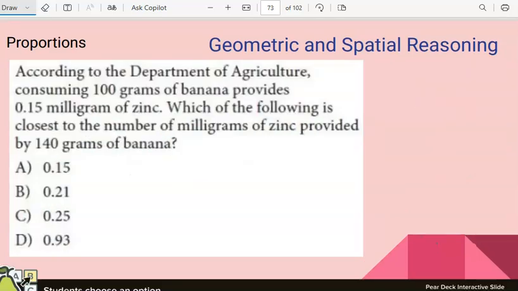Try this one on your own. According to the Department of Agriculture, consuming 100 grams of bananas provides 0.15 milligrams of zinc. Which of the following is closest to the number of milligrams of zinc provided by 140 grams of banana? Pause the video and try this. When you're ready to check, unpause the video.